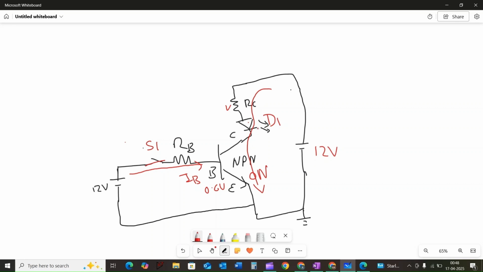This demonstrates how a small base current can control the large collector current, which is the key function of a transistor switch. Let's analyze a circuit like this with some values.